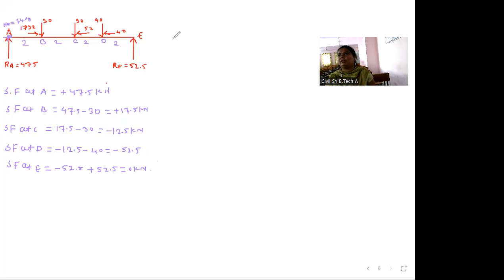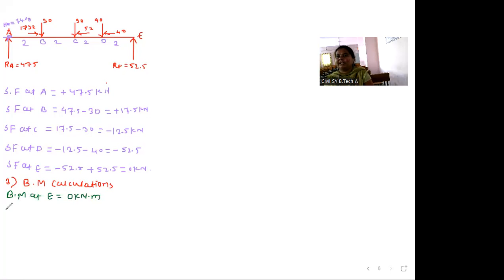Now we will calculate bending moment. So next, step number 3, bending moment calculations. We'll start from this E point. You tell me, bending moment at E is equal to how much? 0, because force is there, but perpendicular distance is 0. So bending moment at E is equal to 0 kilonewton meter.